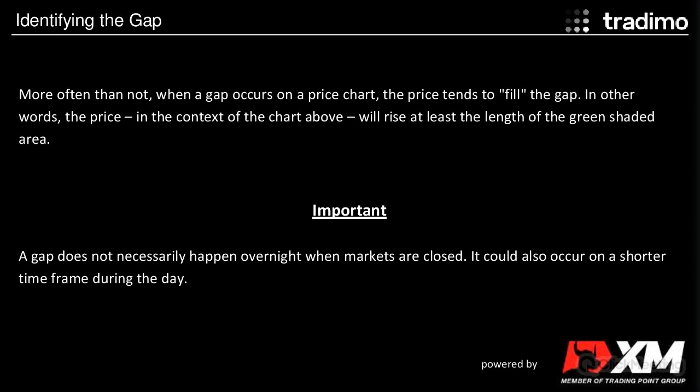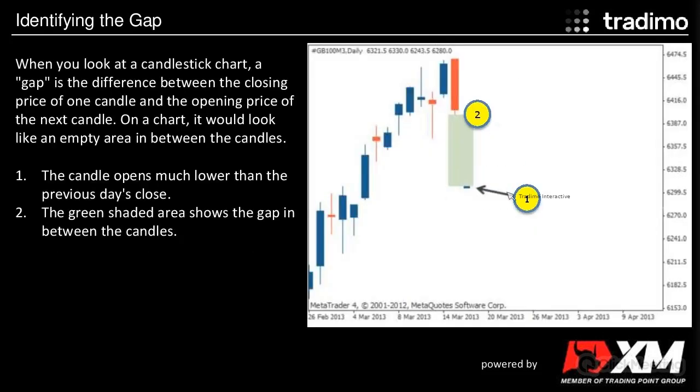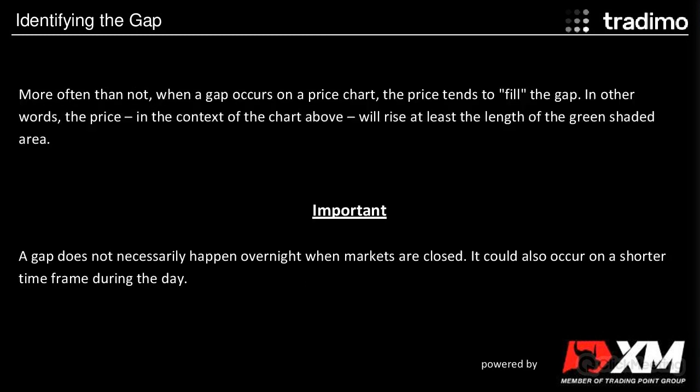So, more often than not, when a gap occurs on a price chart, the price tends to fill the gap. In other words, the price in the context of the chart above will rise at least the length of the green shaded area, what I showed you before here. Important is a gap does not necessarily happen overnight when markets are closed. It could also occur on a shorter time frame during the day.